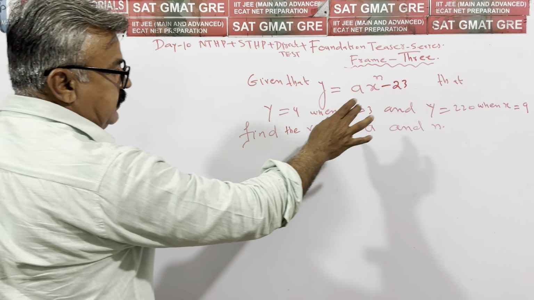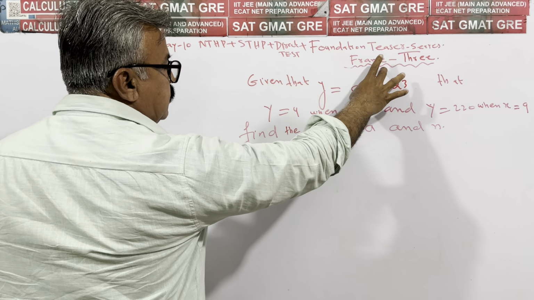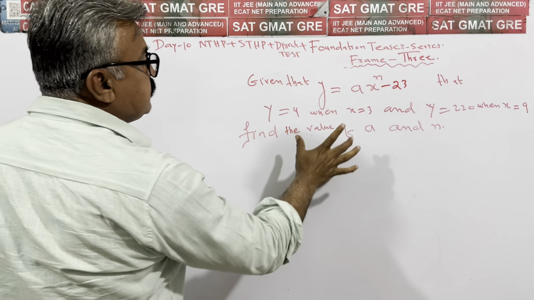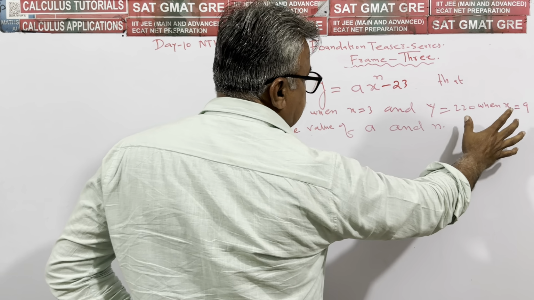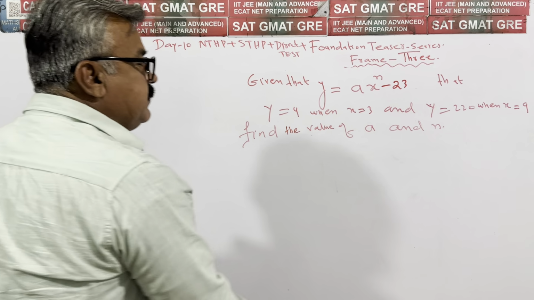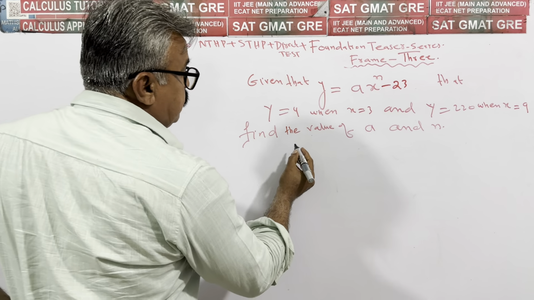We have given an equation. We are asked to find two unknowns, a and n. For two unknowns, we need at least two conditions. One equation arises from y is equal to 4 and x is equal to 3. Another one from y is equal to 220 and x is equal to 9. Solve them simultaneously. Then you are in a position to find values of a and n. Let's see and find out.